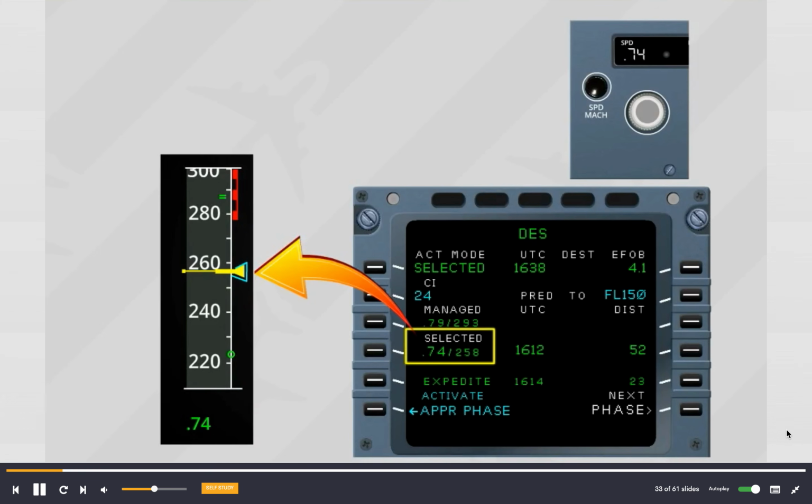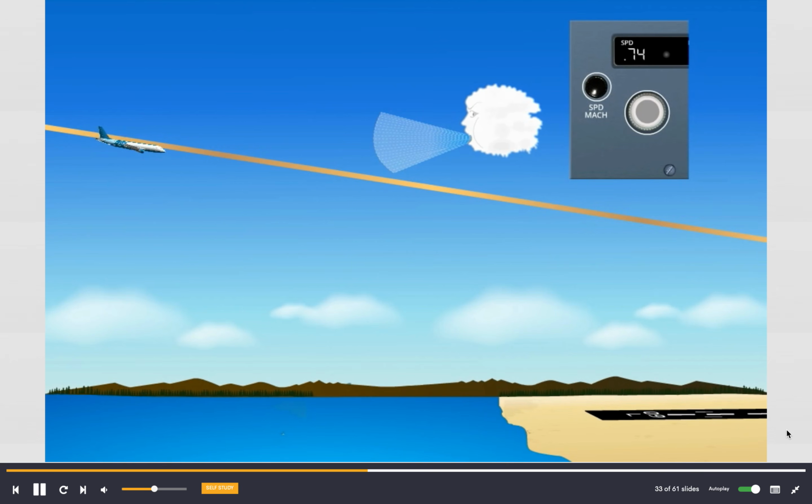The speed target becomes blue on the speed scale, but the speed deviation range is not available. The aircraft may deviate from the descent profile, as the selected speed may differ from the FMS computed target speed, and speed deviation range does not apply.